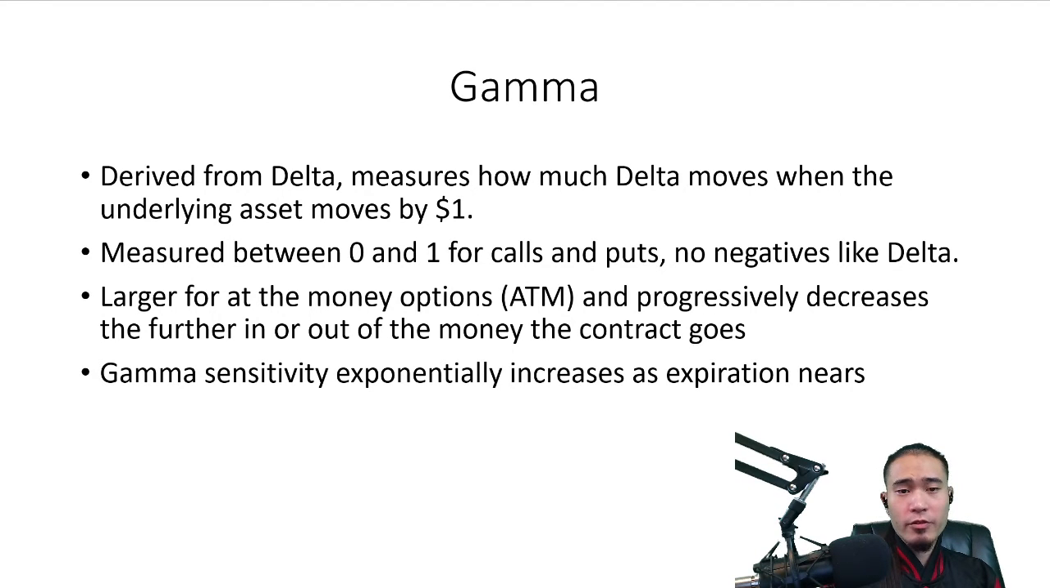Gamma is derived from Delta. It measures how much Delta moves when the underlying asset moves by $1. Gamma is measured between 0 and 1 for calls and puts. There are no negative values like there are for Delta. Gamma is larger for at-the-money options and progressively decreases the further in or out of the money the contract goes. Gamma sensitivity exponentially increases as expiration nears.